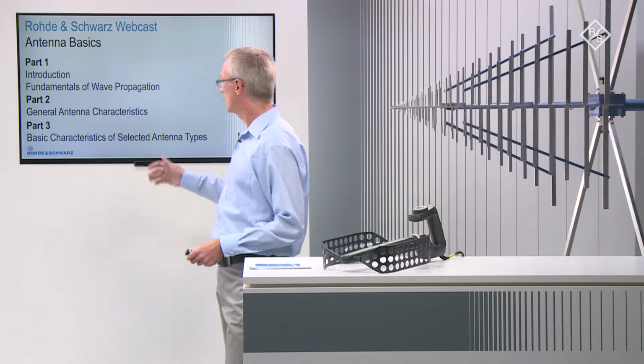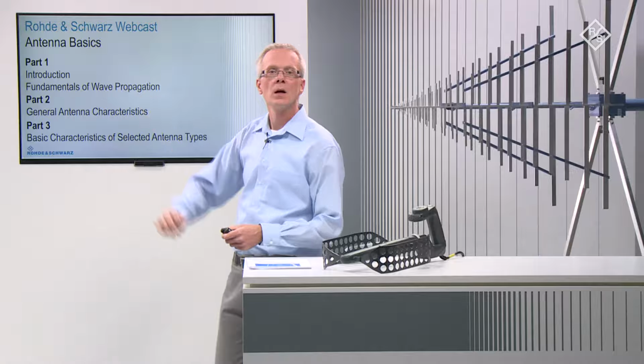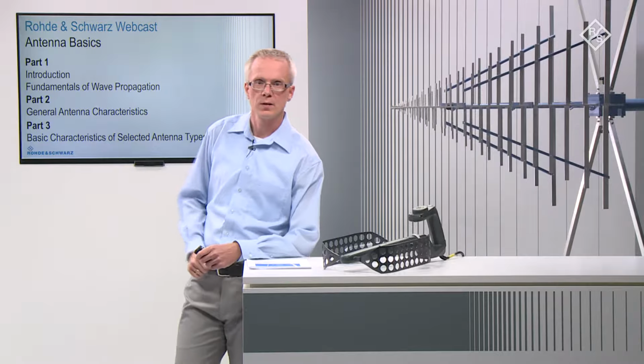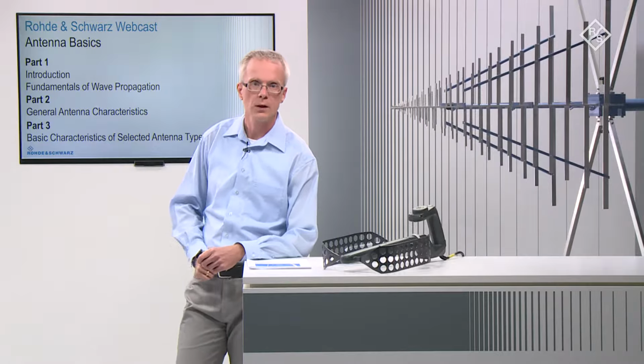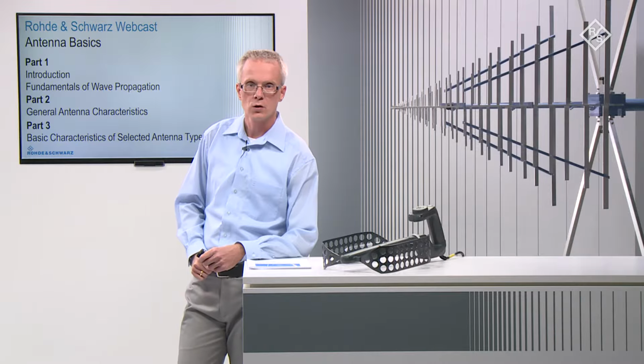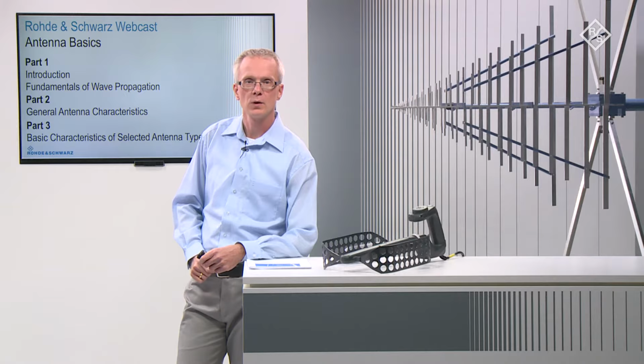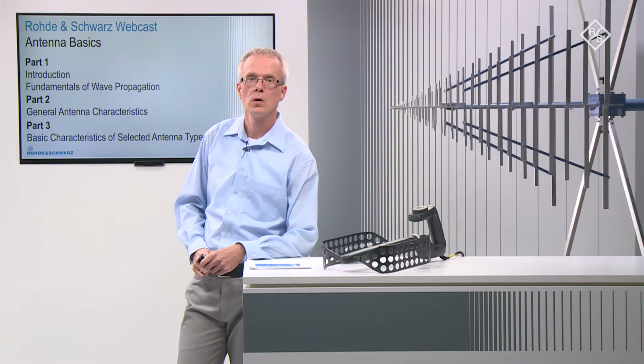And in the third part, we will look a bit more closely at the characteristics of a few selected types of antennas. Based on the knowledge we previously gained, the characteristics of a half-wave dipole or an active antenna are explained.